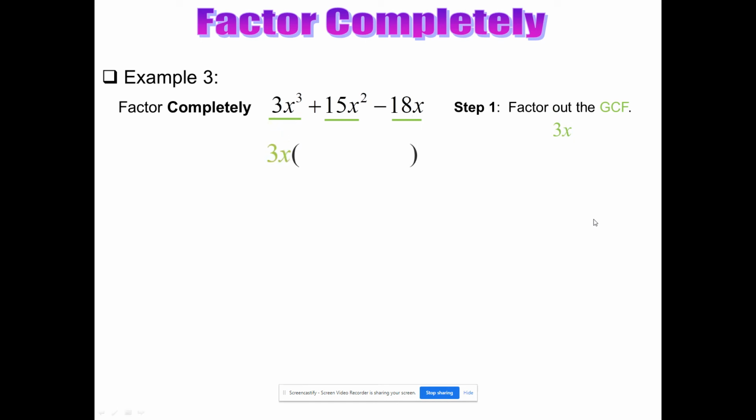Okay, so let's factor it out. So remember, you divide. So I divide it out. So 3 divided by 3 is 1. And then x cubed divided by x means I take one of those x's away. So it's going to be x squared. 15 divided by 3 is 5. I have x squared, I take 1 away, which gives me 1, so I have 5x. And then -18 divided by 3 is -6. The x's cancel, so I get -6.